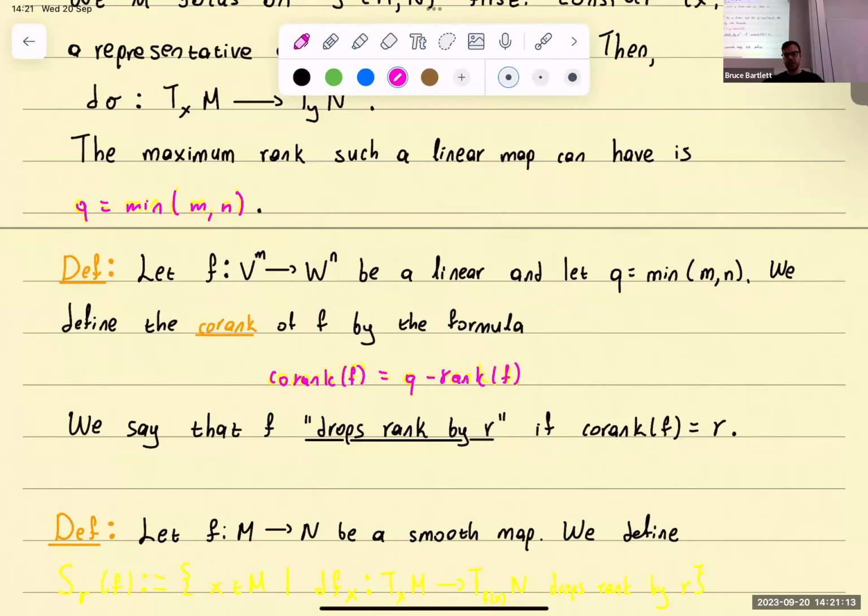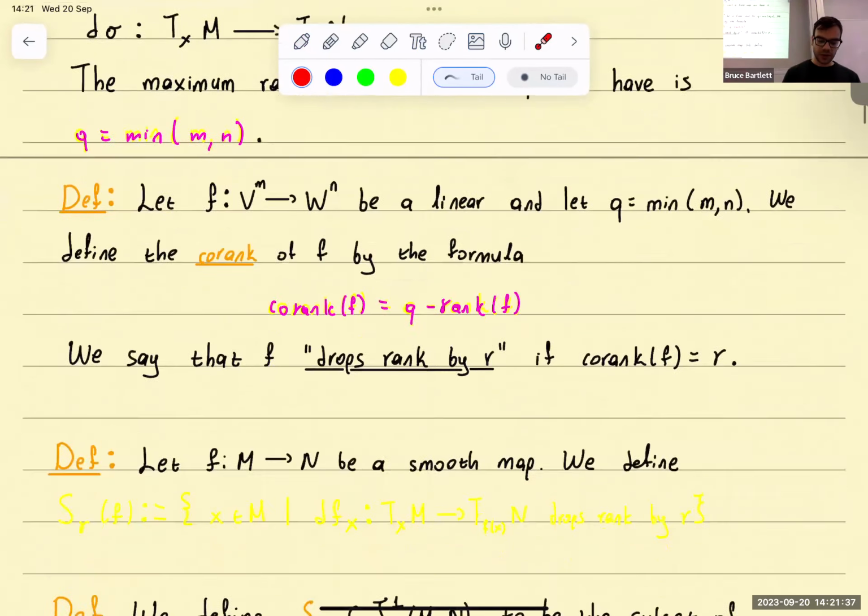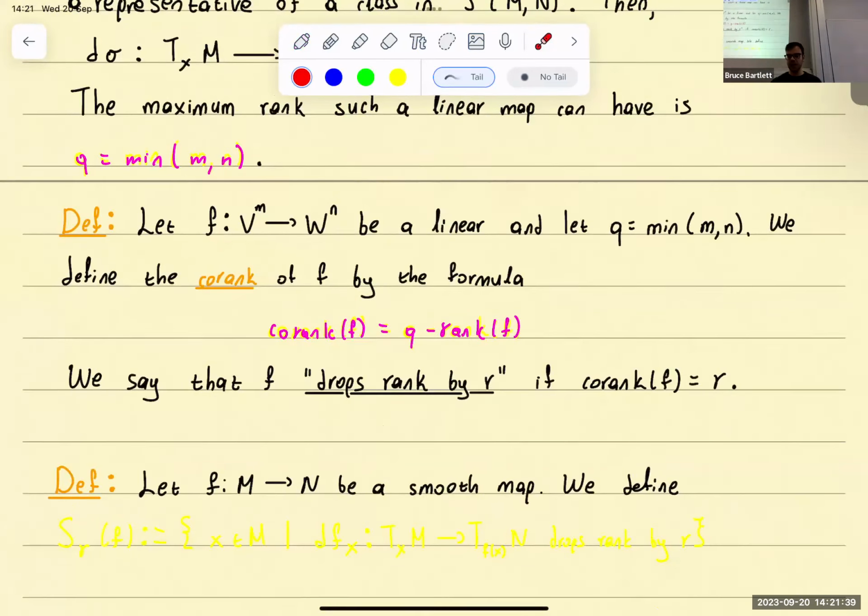In the same way, the rank of F has a definition already, but I can say that the rank of F equals Q minus the corank of F, which is what informs this terminology. We will say that F drops rank by R if its corank is R. So if my linear map fails to acquire the maximum possible rank it can acquire, the corank keeps track of how much it lost, roughly.